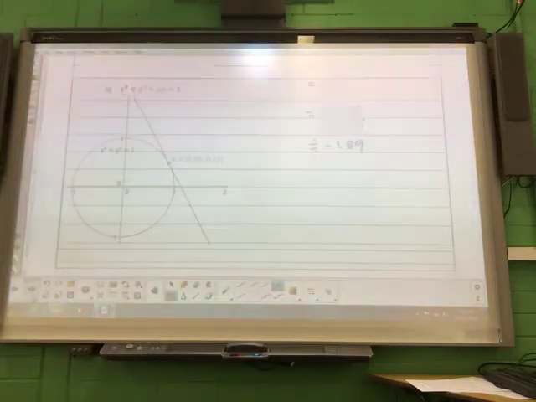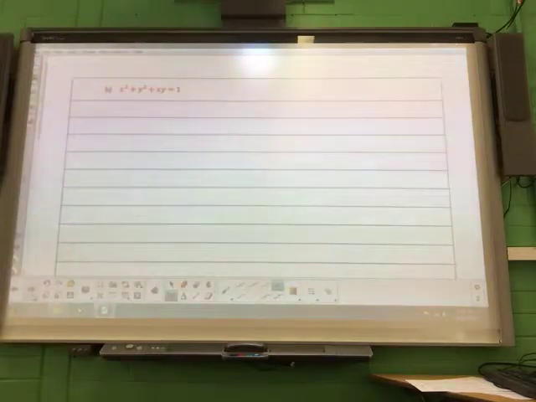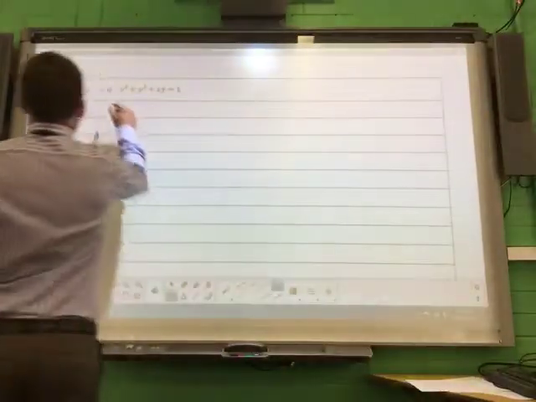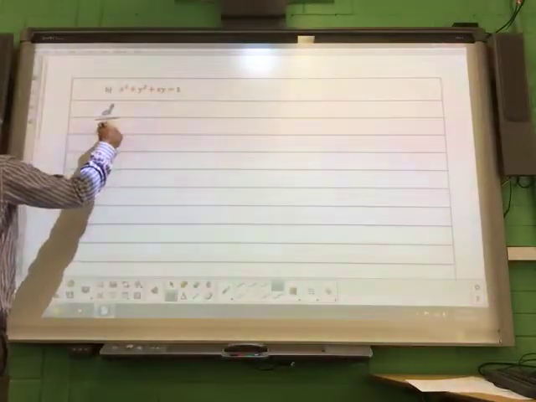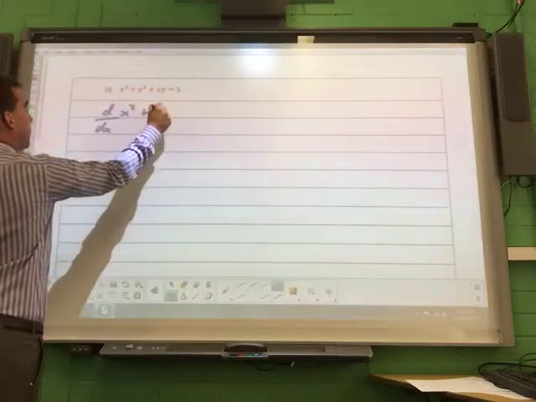Alright, let's turn it on. So we've got x squared plus y squared plus xy is equal to 1. This is not y equals some function of x, so I'm going to have to use my implicit differentiation process. Just to get the understanding, we need to write d dx of each term.